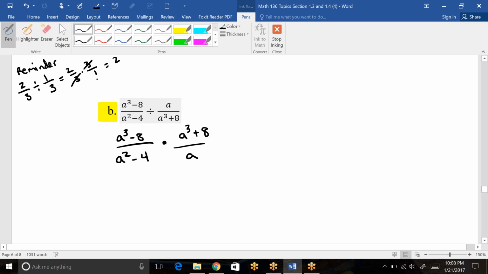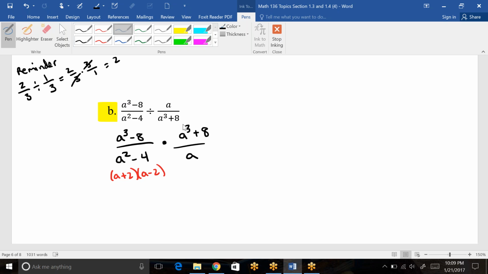Then we factor everything all the way across. So this guy is 2 perfect squares. That's going to factor into a plus 2 and a minus 2. This one up here is 2 perfect cubes. So we need a binomial and a trinomial.